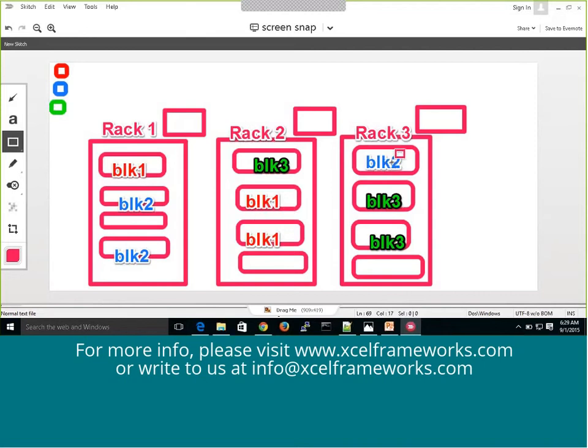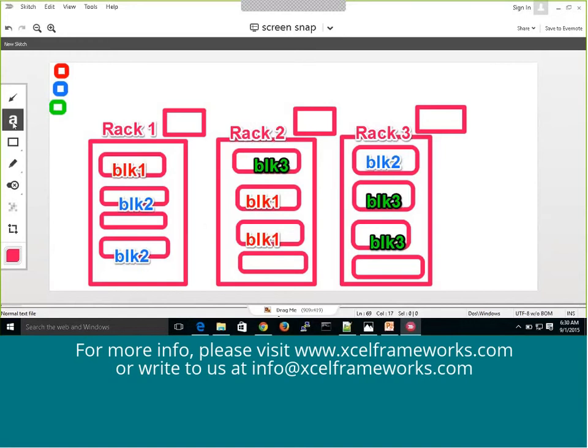Similarly, for block 2, one replica is written here, and the two replicas are on two different nodes, but on a single rack. So this is what replication, or what you call rack awareness topology, or rack topology, is.